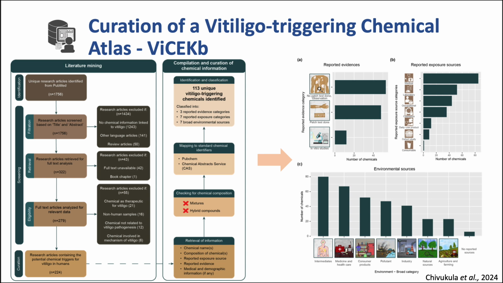Then we have something called no patch test observation, where people have objected to getting patch testing done on the skin, but they have biopsy samples to show that exposure to certain chemicals has caused the loss of melanocytes. And finally, there are some in vitro lab-based studies that have looked at enzymatic kinetic assays. Then we have categorized them across various reported exposures and based on various environmental sources.